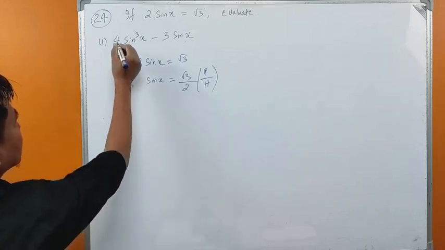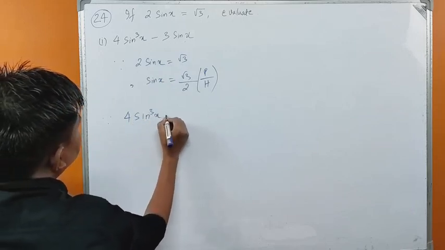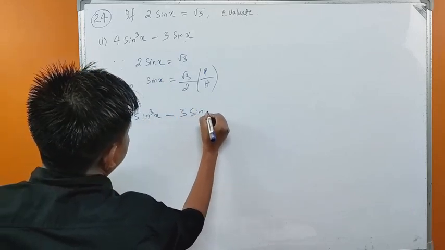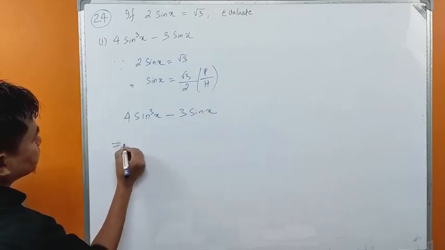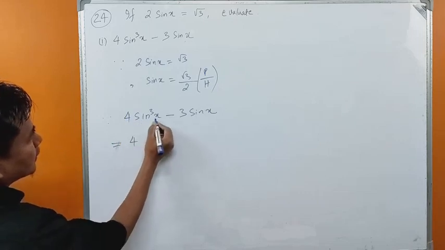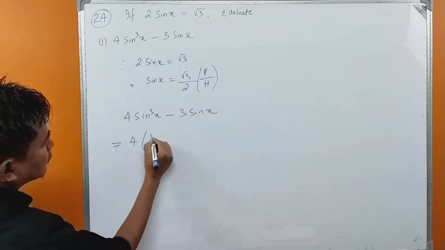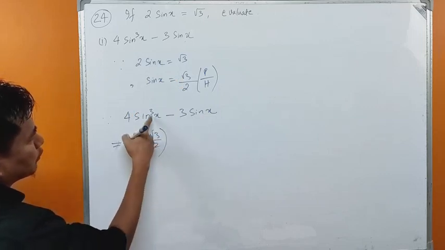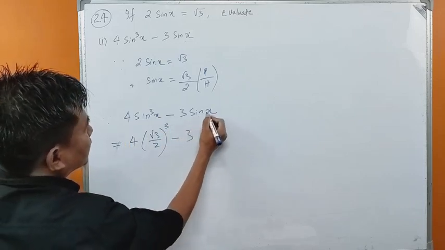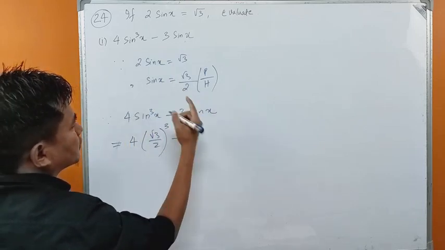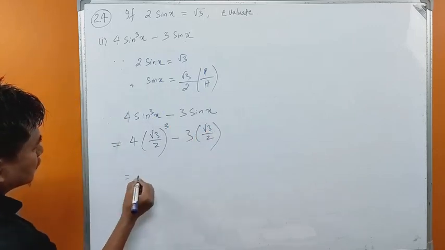So we are asked to find the value of 4 sin cube x minus 3 sin x, isn't it? Sin x is root 3 upon 2. So we write 4 into root 3 upon 2, and we have cube here, so let's put cube, minus 3 into sin x, which is root 3 upon 2.